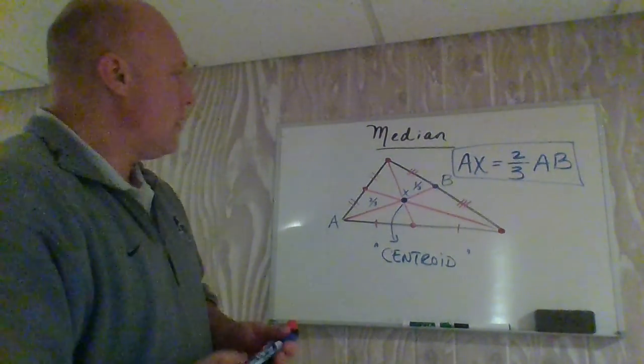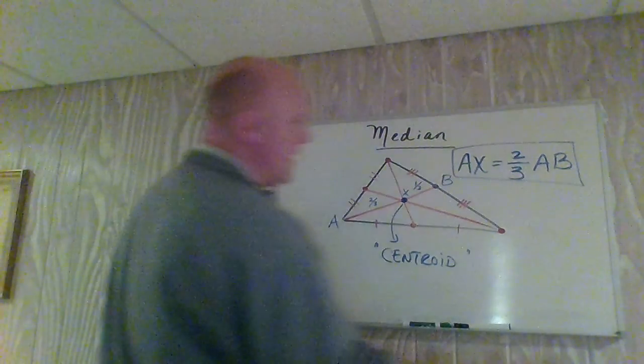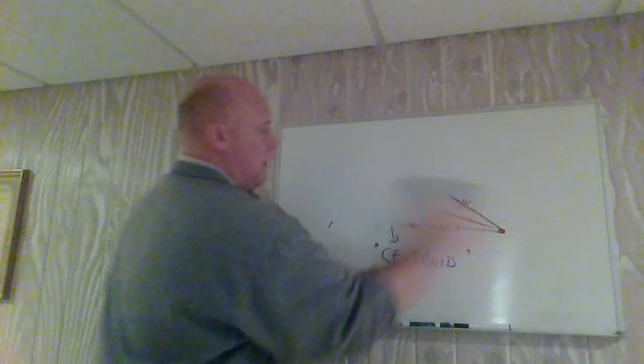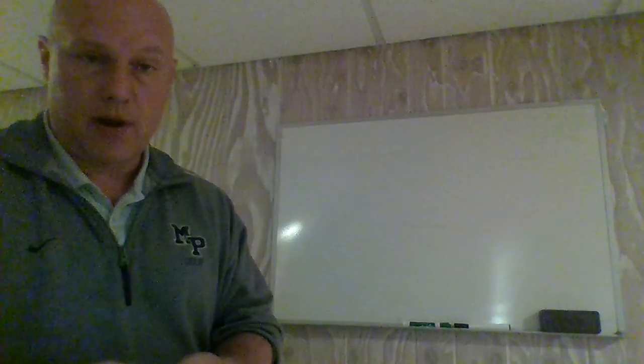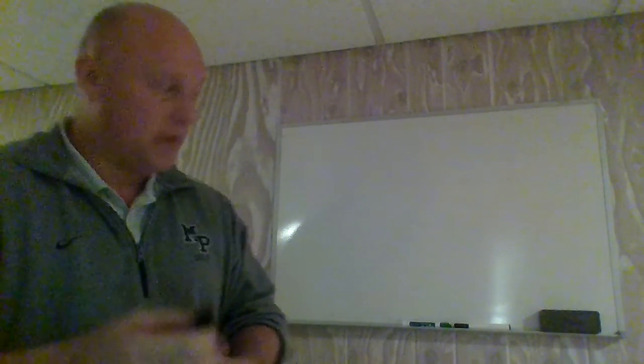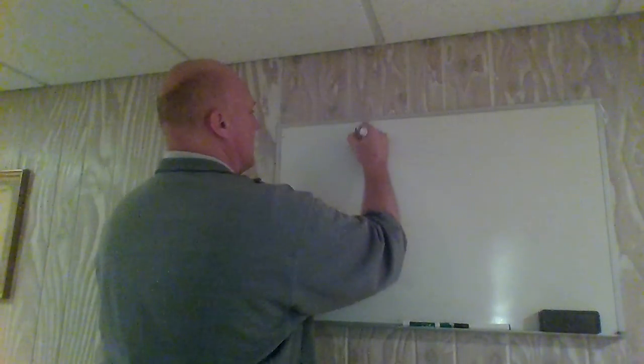Okay, so the last type of segments in every triangle that meet are called perpendicular bisectors.